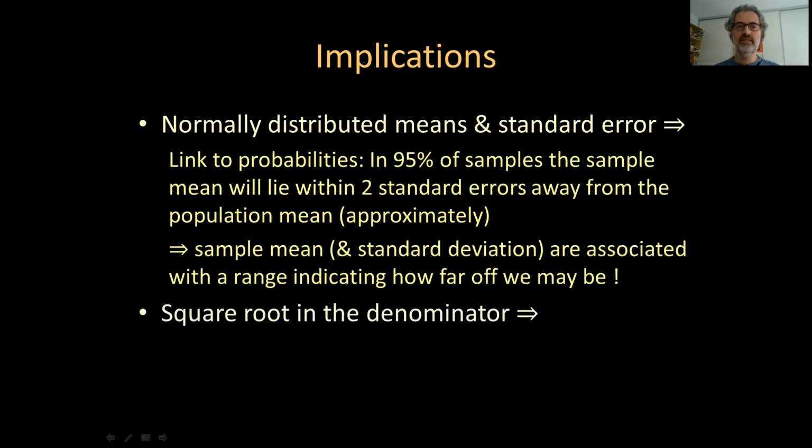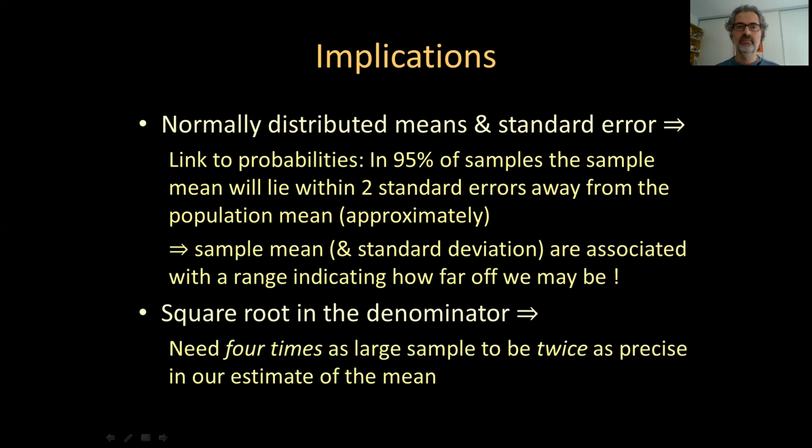The second implication of this formula is that because of the square root in the denominator, if we want to increase our precision in the estimate of the mean by a factor of 2, so if we want to be twice as precise, we need a sample that is actually 4 times as large. So twice as precise, 4 times as large sample size.